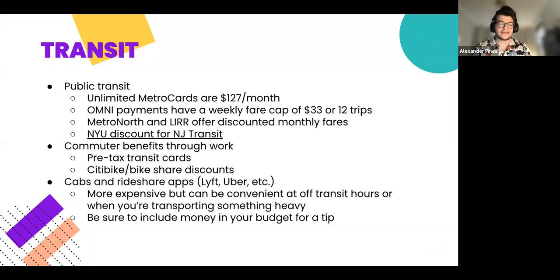And then of course you could also take a cab, a Lyft, or an Uber. That tends to be more expensive, but I always recommend students especially budget at least one or two cab rides into your transit budget, just in case. So that way it's there if you need it. If you don't, you can funnel that money to something else at the end of the month. And also, be sure to include money in that budget for a tip. So that's transit, didn't mean to skip over that.